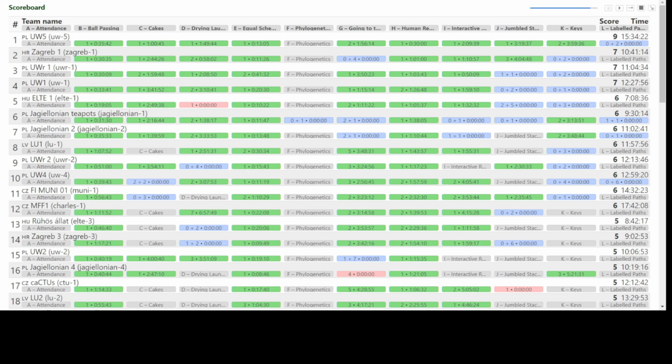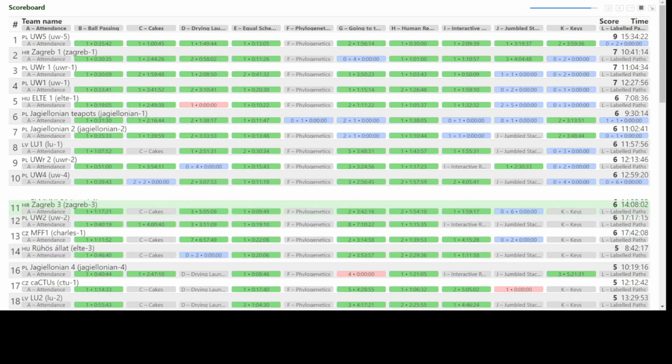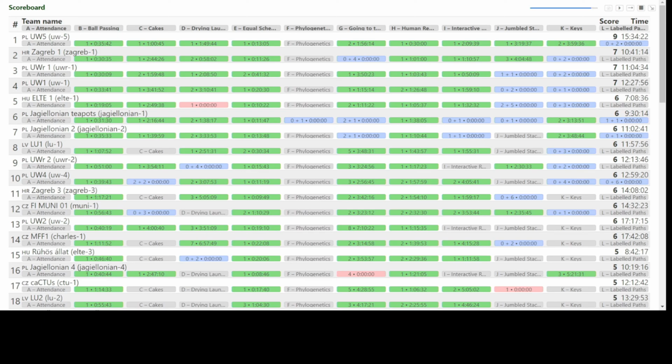And in 15th place, we have University of Warsaw 2 with 7 attempts at going to the moon. Well done. In 15th place, we have Zagreb 3, 2 attempts at drying laundry. Correct. In 15th place, we have Ruhosh Alat from LT3 with 2 attempts at drying laundry. Not correct. Congratulations on the 15th place.